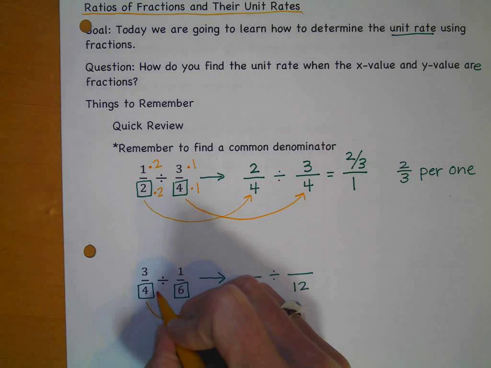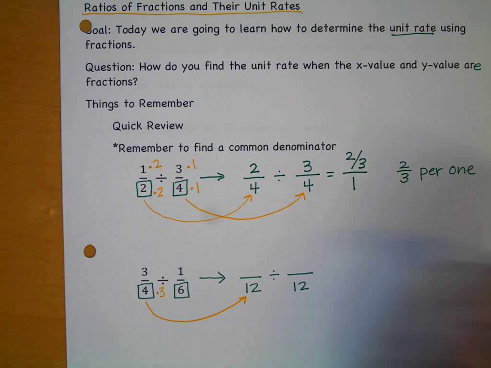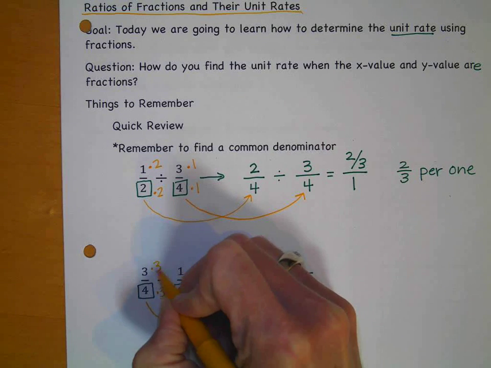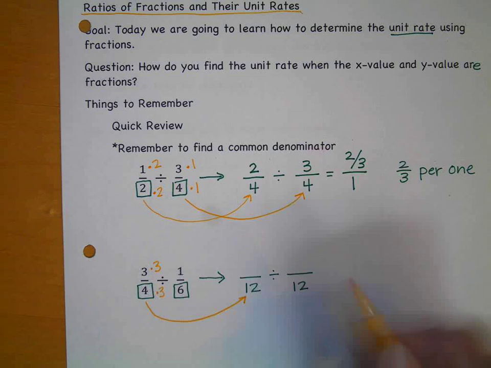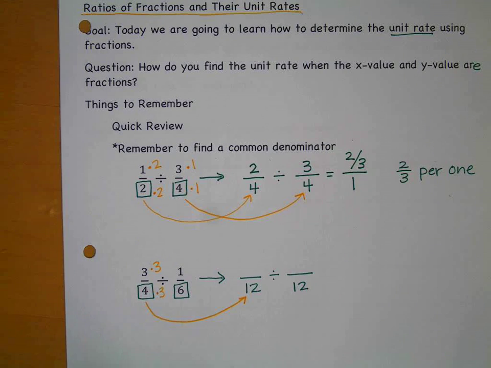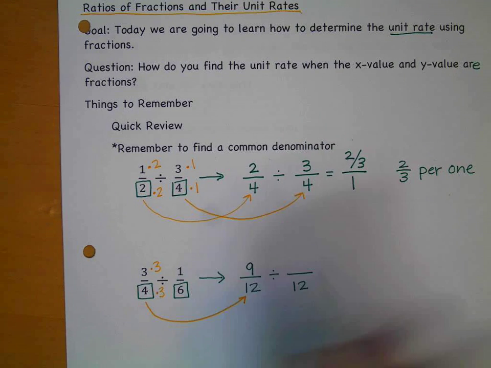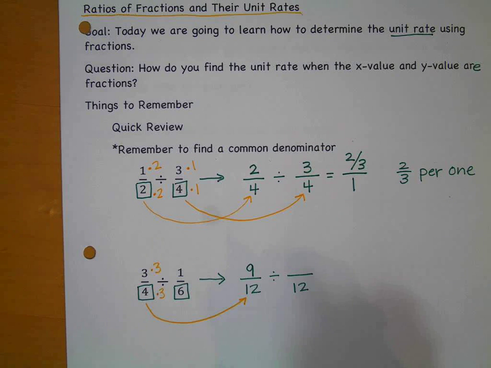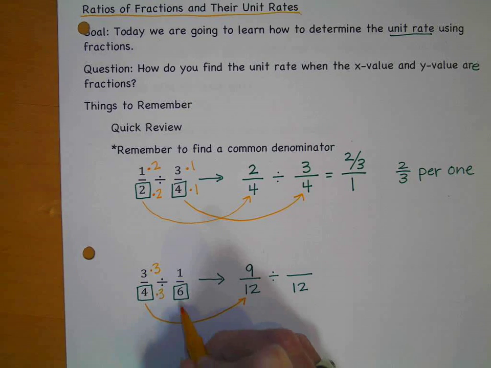Again, I know that 12 is larger than 4, so I'm going to be multiplying, and I know that 4 times 3 would give me 12. I remember what you do to one side, you have to do to the other, and so I have 3 times 3 equals 9. So now I know that 3/4 is equivalent to 9/12. Okay, so that wasn't so hard. Now we're going to do the next one.